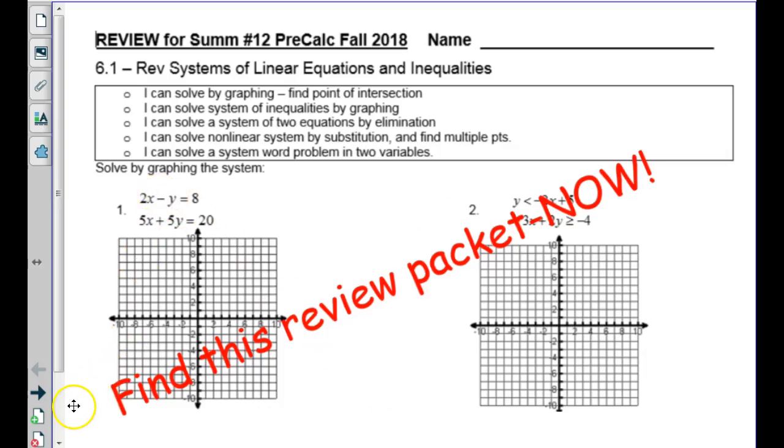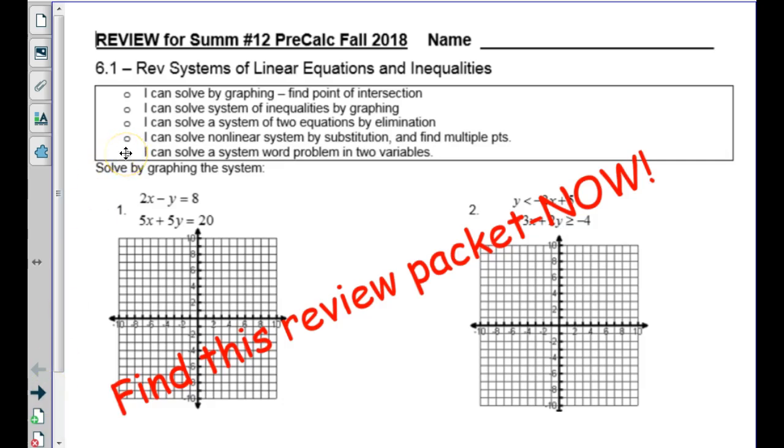All right, it's kind of hard to believe this is summative number 12 for the semester already. I have high expectations for this one. I'm hoping that this is going to be really good for some of you.